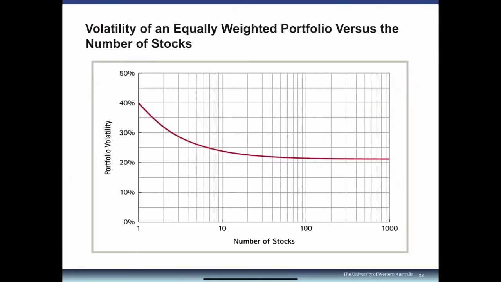Using this graph as an illustration, it shows that the more stocks you hold, the more your portfolio volatility, if equally weighted, will go down to a level, and that level corresponds to the average covariance between the stocks.